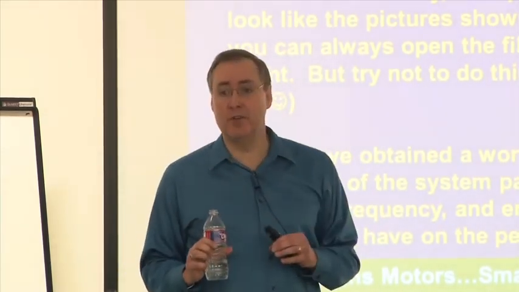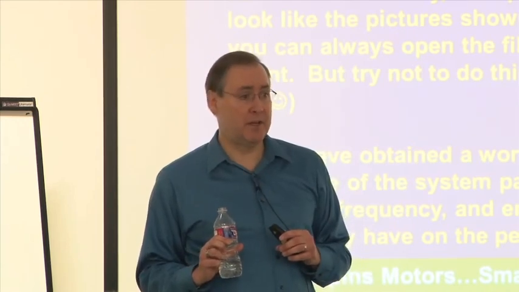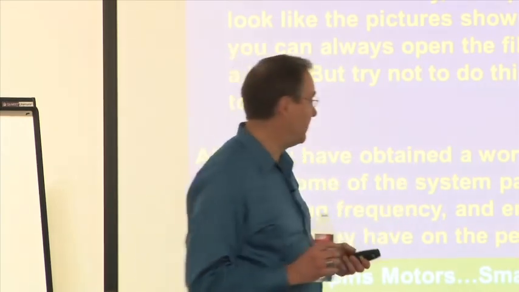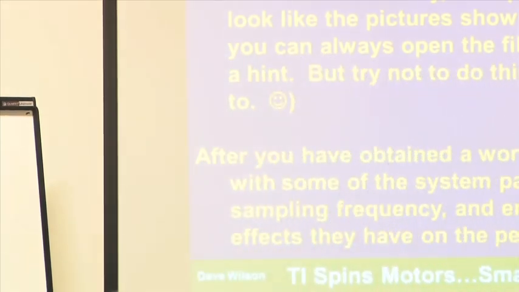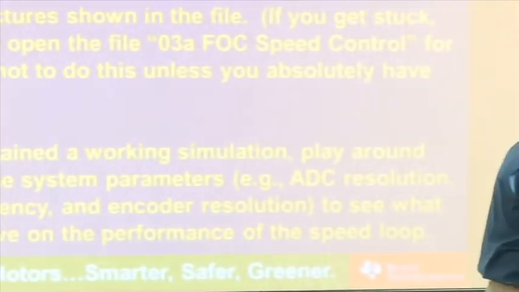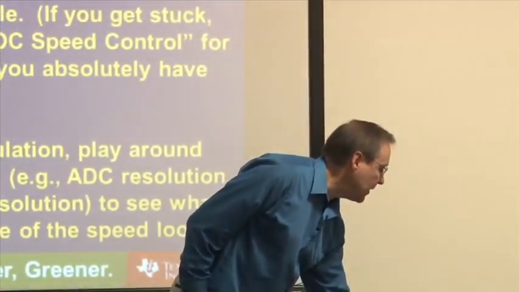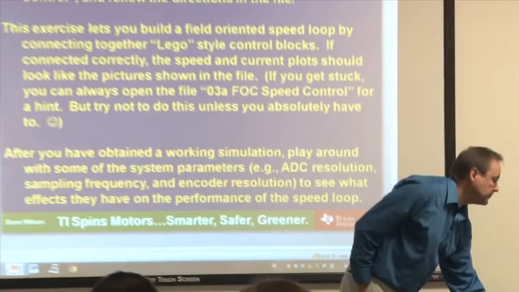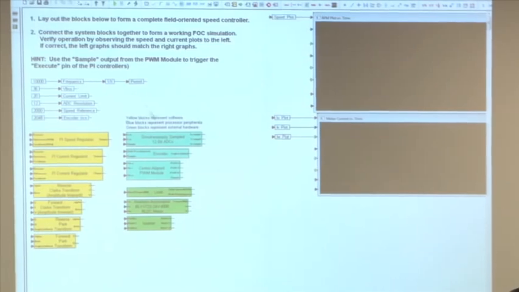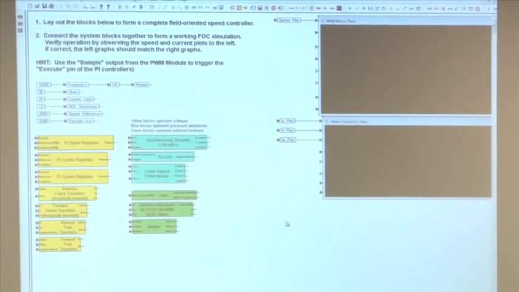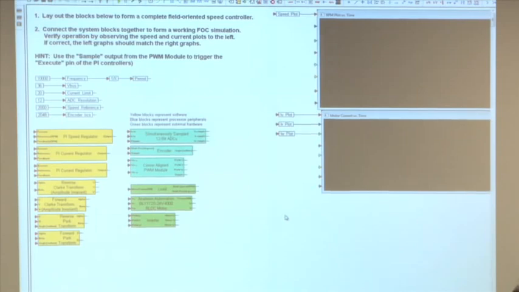We're not going to use any of the code generation stuff today, but we do want to use some of the simulation capabilities. So I'm going to ask that you follow along with me as we go through this process. Let me get out of here and go into the folder called Lab Exercises. And in there you should find a file which is called 03 FOC Speed Control. Go ahead and open that up. Now when you do, you should see something that looks like this.